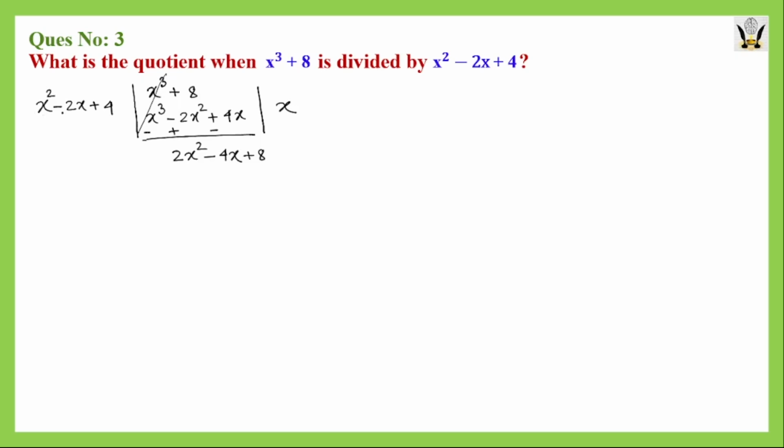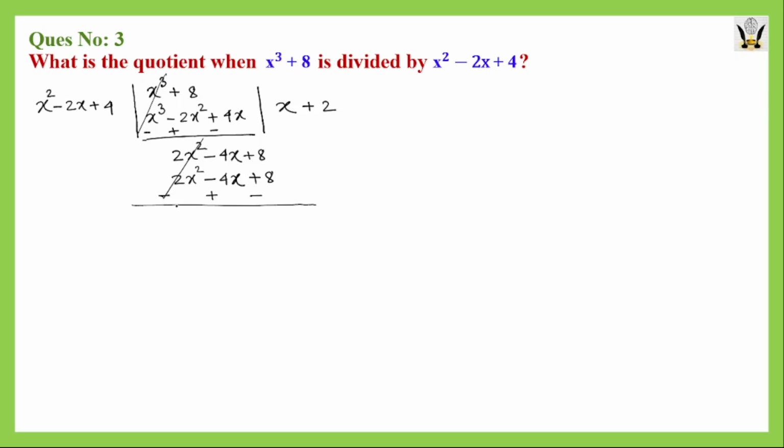So from x square, if we want to get 2x square, then we have to multiply the divisor by 2. Now if we do that, it will be 2x square, then minus 4x, and then 2 multiplied by 4 will be 8. Now again the normal rule of the long division method: it will be minus, here it will be plus, here it will be minus.